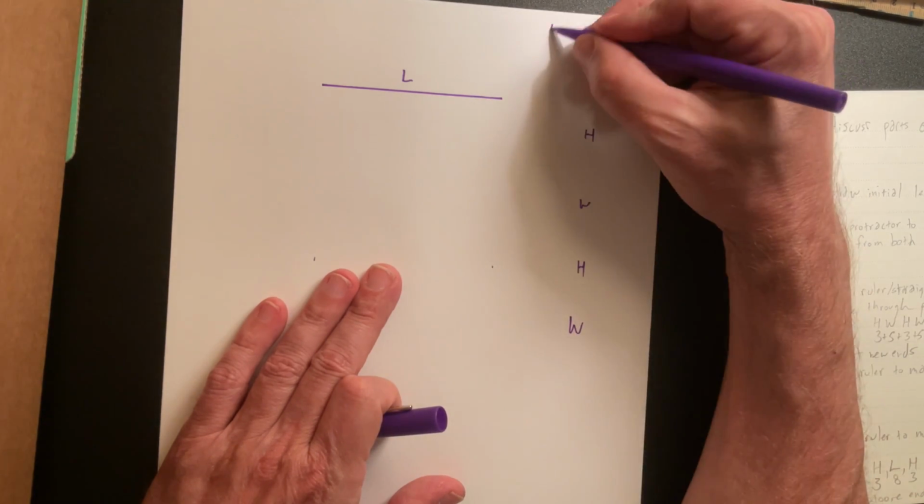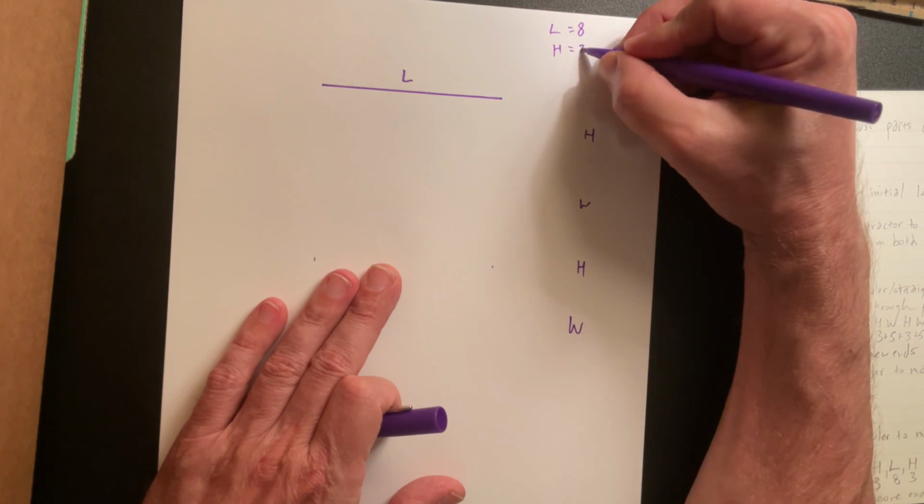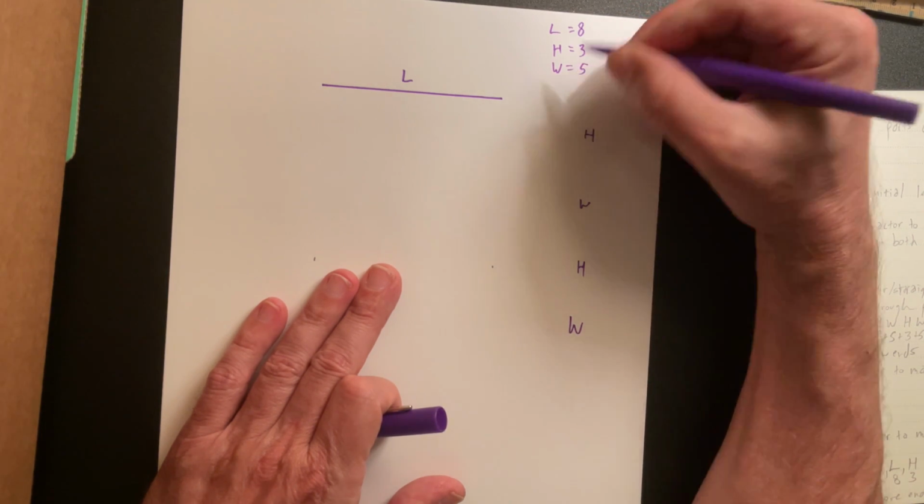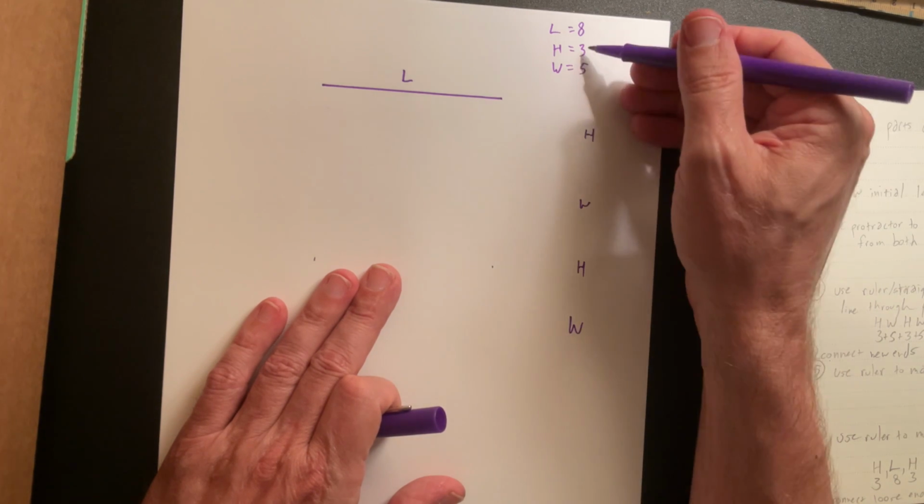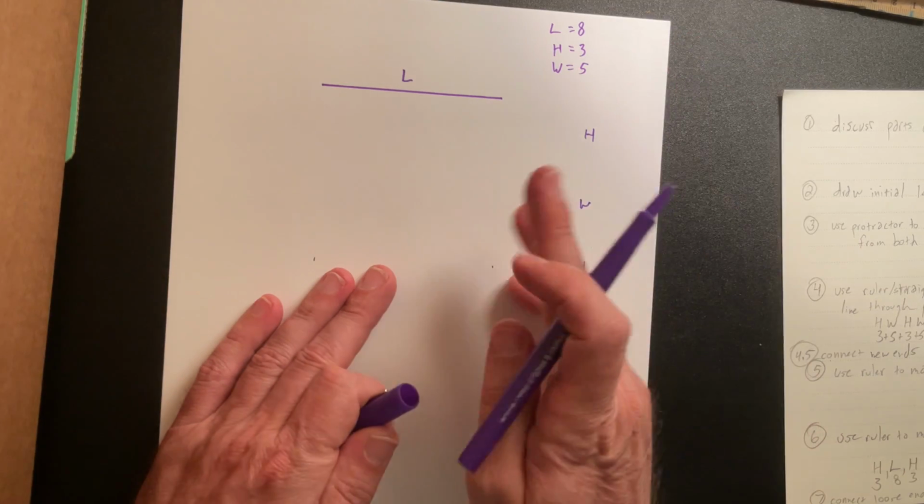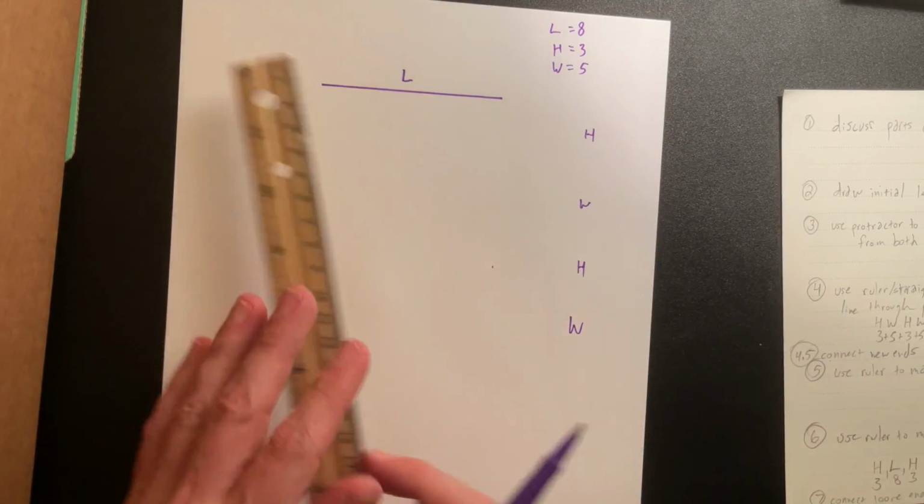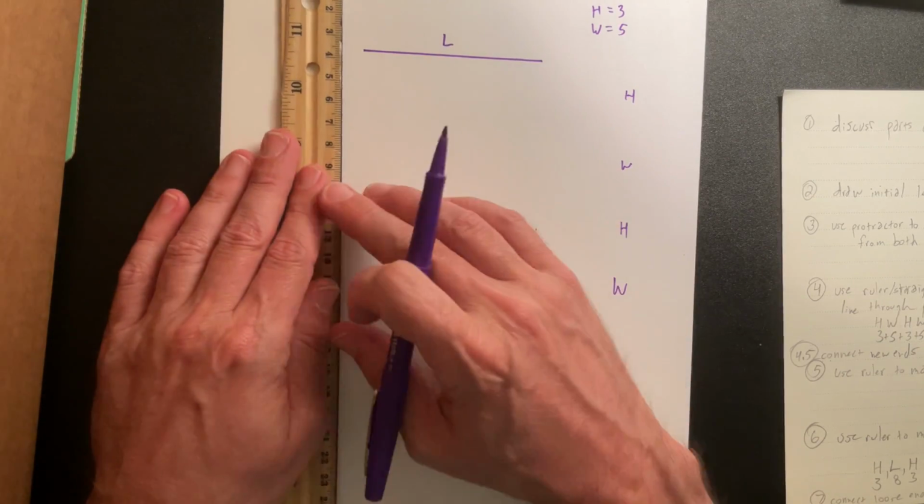Let me write. On this one that I'm making, the length is 8, the height is 3, and the width is 5. So the line going down is going to be a 3 and a 5 and a 3 and a 5. Well, 3 plus 5 is 8, so it's going to be 16 altogether because 3, 5, 3, 5 altogether makes 16. So I need a line that's going to be 16 centimeters long.